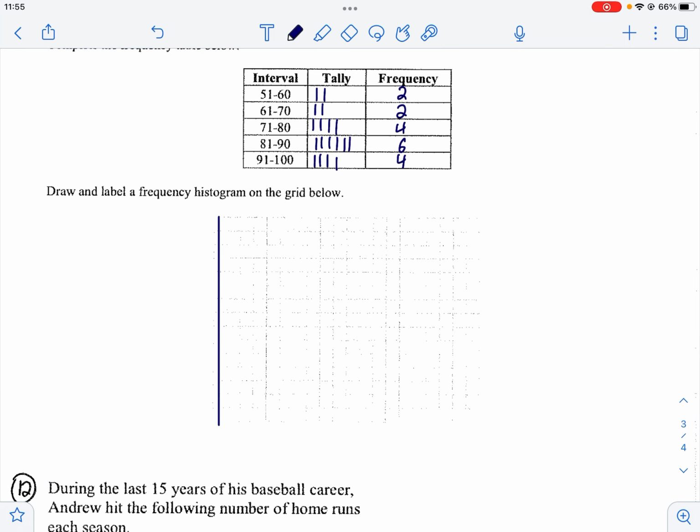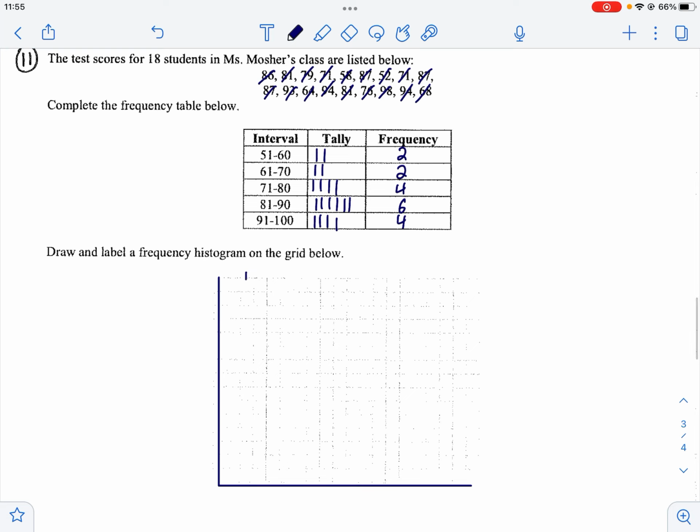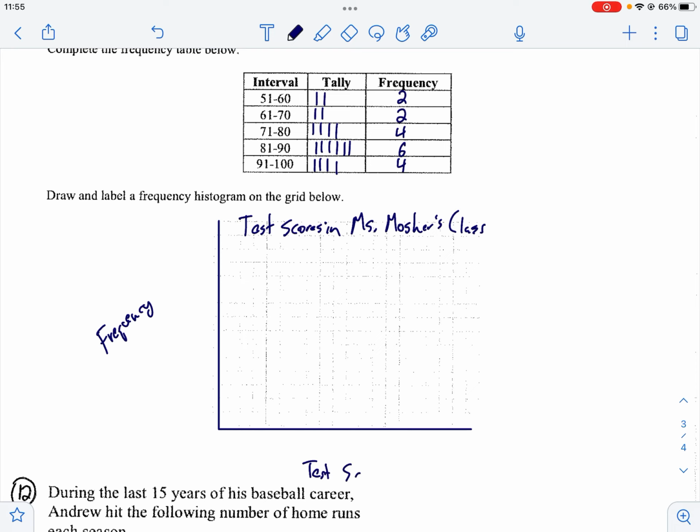From there, we're going to create the x and y axes on our graph to make the histogram. We'll need to label this: the test scores in Ms. Mosher's class. We'll have the frequency over here, and down below we'll have the test scores. We'll notice the first interval starts at 51 to 60. So I added 2 lines to show that we're not starting at 0. From there we'll keep our interval width the same, 3 wide.